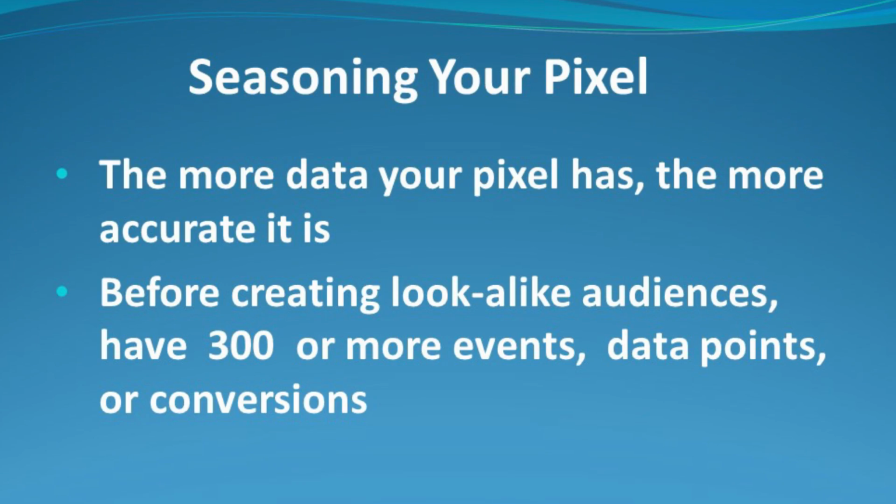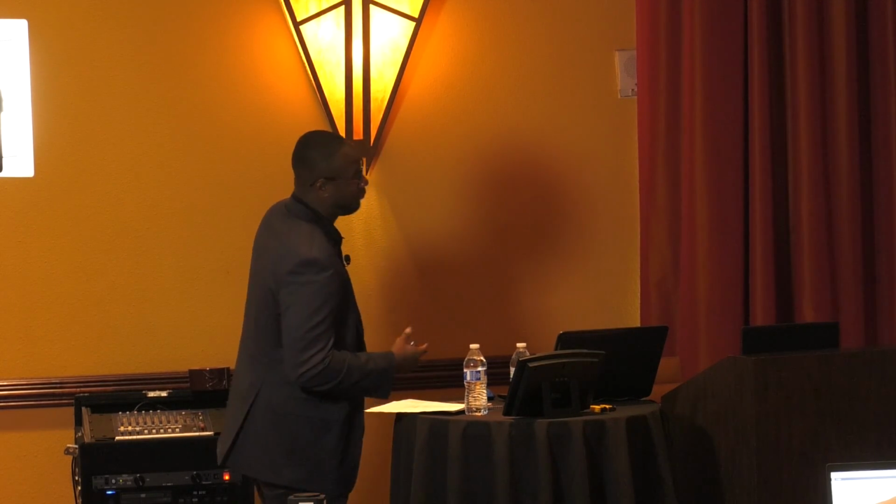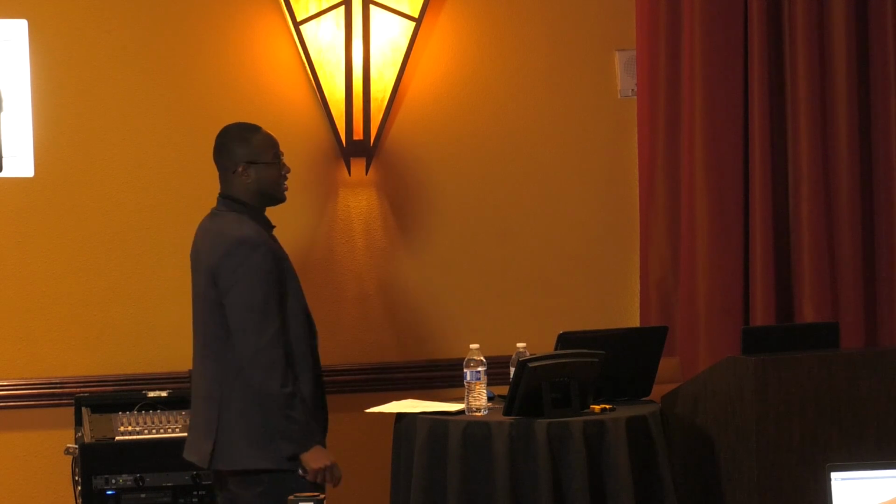Seasoning your pixel, I just talked about this briefly a second ago. The more data your pixel has, the more accurate it becomes. Before creating a lookalike audience, have 300 or more events, data points, or conversions. My rule of thumb, 500. If you can't do 500, you can do 300, that's okay. But I like to be sure before I create it. So 300 or 500 is perfect.